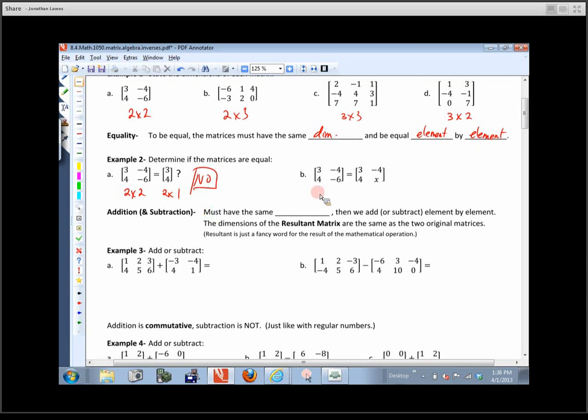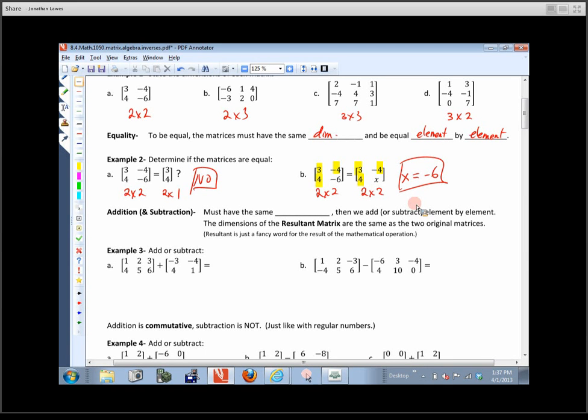So on this one, this is a 2 by 2. This is also a 2 by 2. Could they be equal? They could, because they have the same dimensions. And then how we check is we go through and we check element by element. So we check the first row, first column, 3 here, 3 there. First row, second column, -4 here, -4 here. Second row, first column, 4 and 4. Now, if these are going to be equal, we can then say, well, x would have to be -6. I mean, it's literally that simple. You just go through and look in the corresponding place, element by element, they have to be equal.